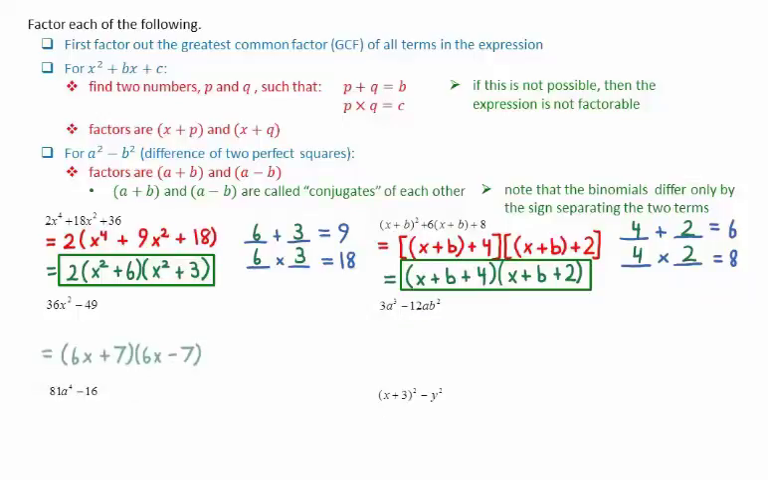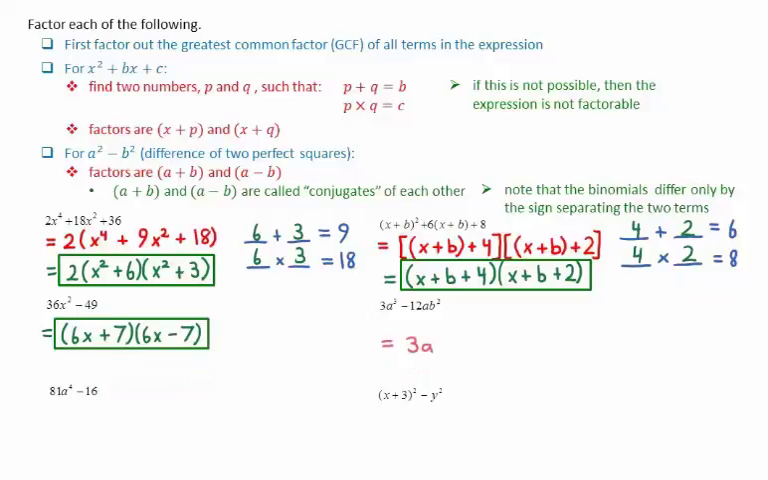For the next one, here we have a difference of two perfect squares. We simply take the square root of each of them, and then one of them we add, the other one subtract. The square root of 36x squared is 6x. The square root of 49 is 7.